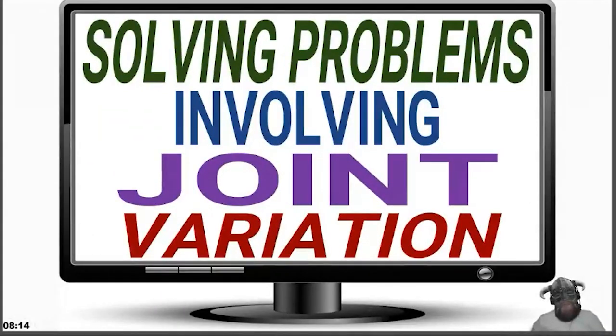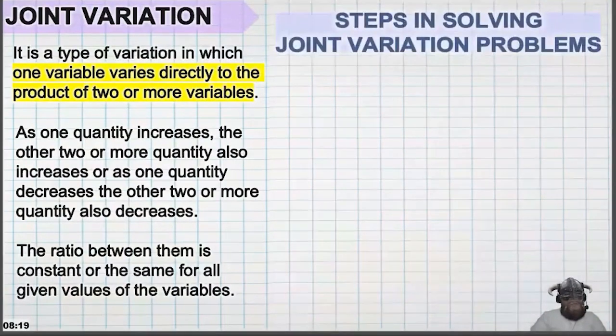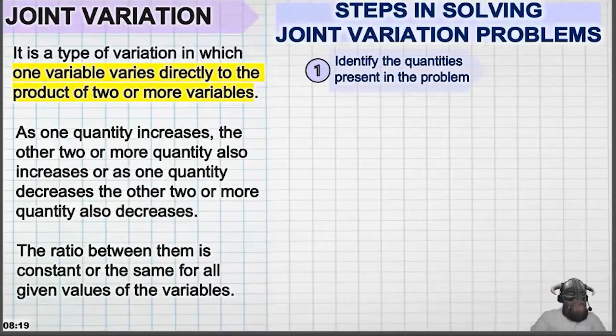Solving problems involving joint variation. Ano nga ba ulit yung mga steps on solving joint variation? So, nagbago lang yung pangalan ng variation, joint at the same time yung type niya, pero yung steps on solving those problems will still be the same.